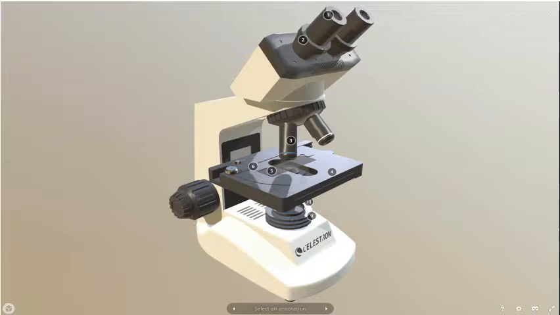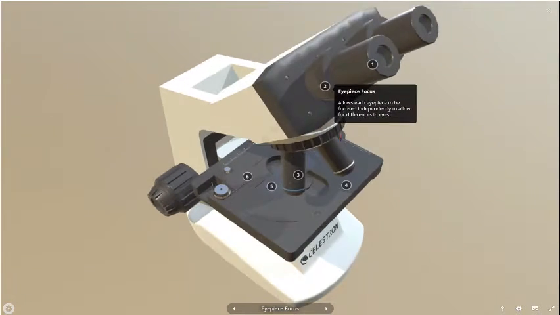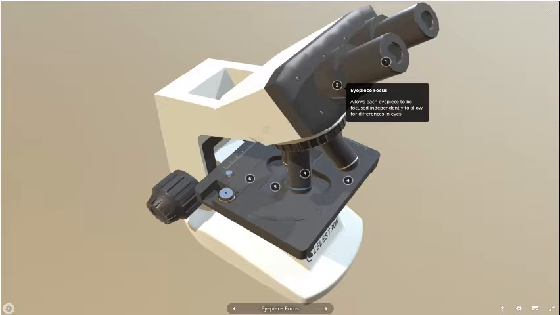So now what we're going to do is go through the parts of the light microscope which you will be using in class. We'll start first with the eyepiece, which you observe the specimen through. There are sometimes 2 of these or 1 of them, and you should be able to focus them independently of each other if there are 2. The next part of the microscope is the eyepiece focus. This allows the eyepiece to be focused independently of the other one, which compensates for the differences we have in human eyes.